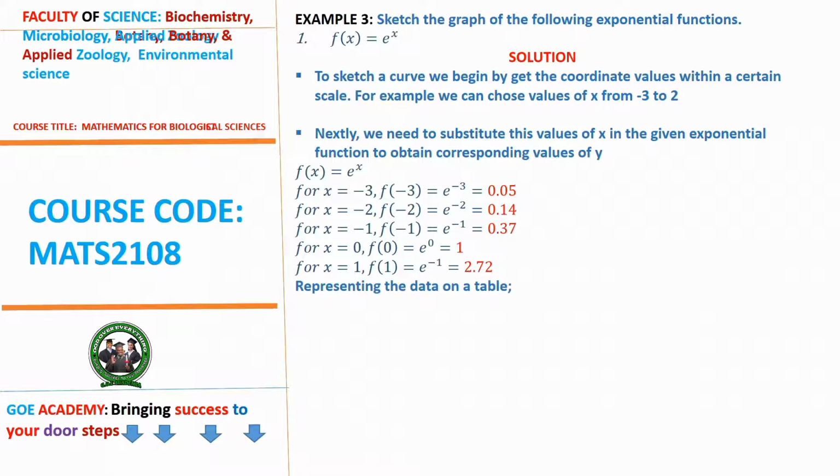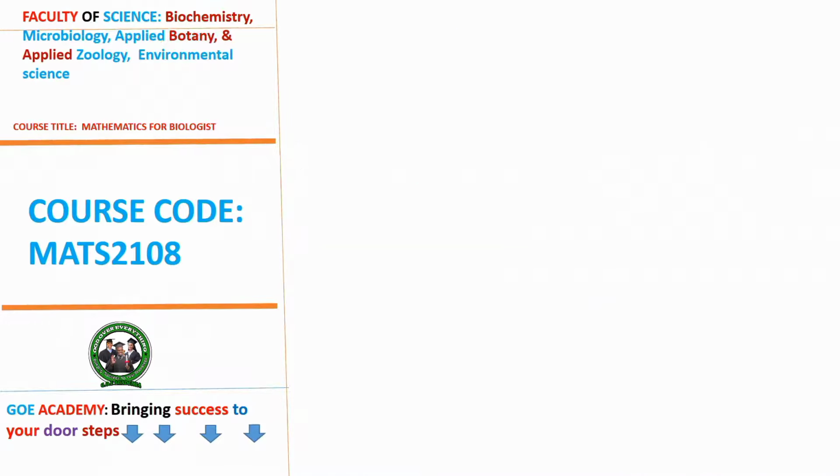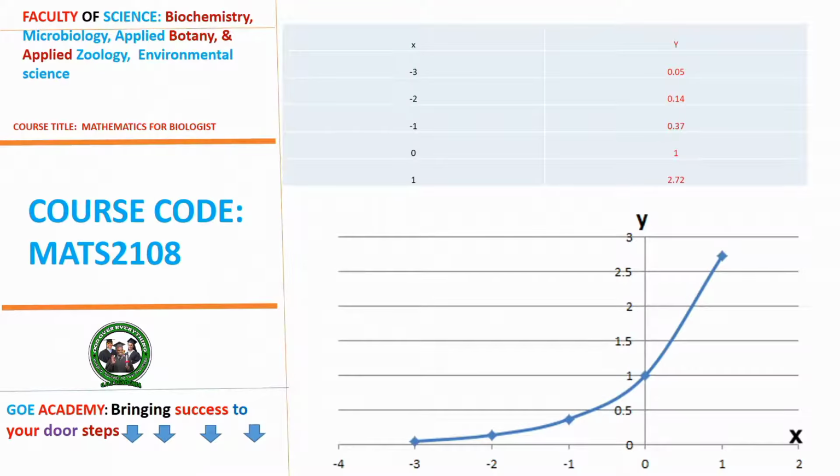Actually, the value of e is not 2.72. That's the value of e raised to the power minus 1. So if we represent that in a table like this, we end up with this. And if you represent it on a curve, you have a curve like this. And this is a graph of e raised to the power x, right? So automatically a graph of e raised to the power minus x should be a reflection of this curve. It's the same as a graph of 2 raised to the power x being a reflection of a graph of 2 raised to the power minus x.